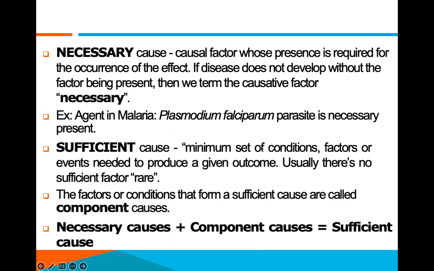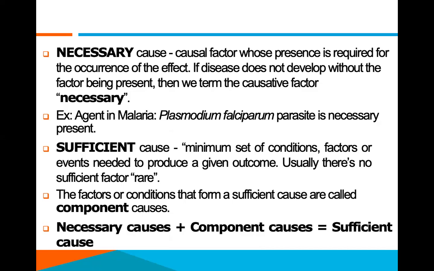So we say a necessary cause is a causal factor whose presence is required, and I emphasize the word required, for the occurrence of the disease. If the disease does not develop without the factor being present, then we term the factor necessary. Example, Plasmodium parasites being responsible for malaria. Here, the Plasmodium parasite becomes a necessary cause because without Plasmodium, you can never be diagnosed with malaria.